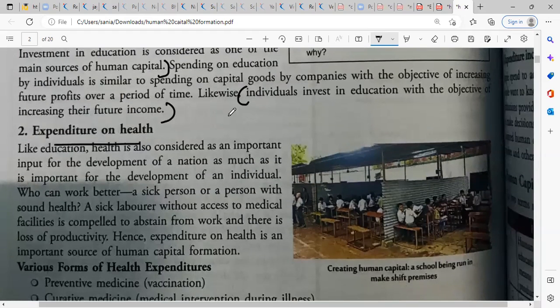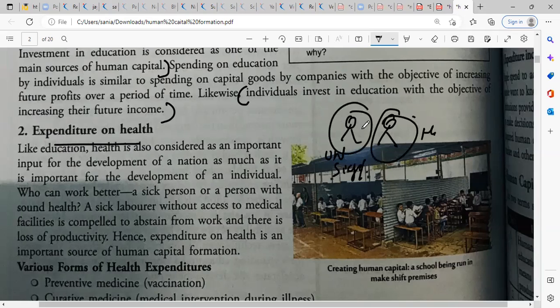Then expenditure on health. For example, this is doctor 1 and this is doctor 2. He is unhealthy, he is very sick and ill. But this one is very healthy. So who will earn more money, number 1 or number 2? Number 1 is not well, he is unwell. Number 2 is very healthy, he is totally fit and fine. Who will earn more money? Both are doctors. Number 2. Why? Number 1 will take sick leave, so there will be a deduction in salary.